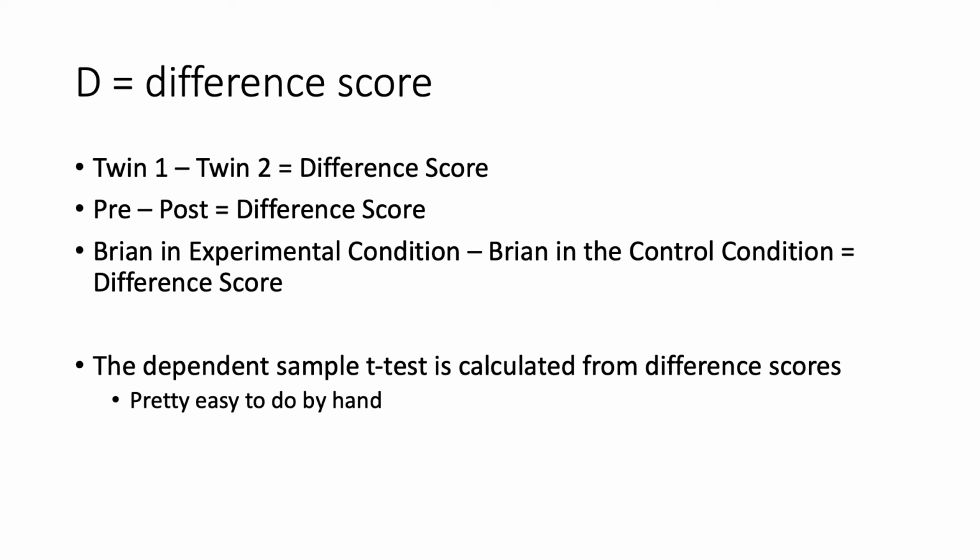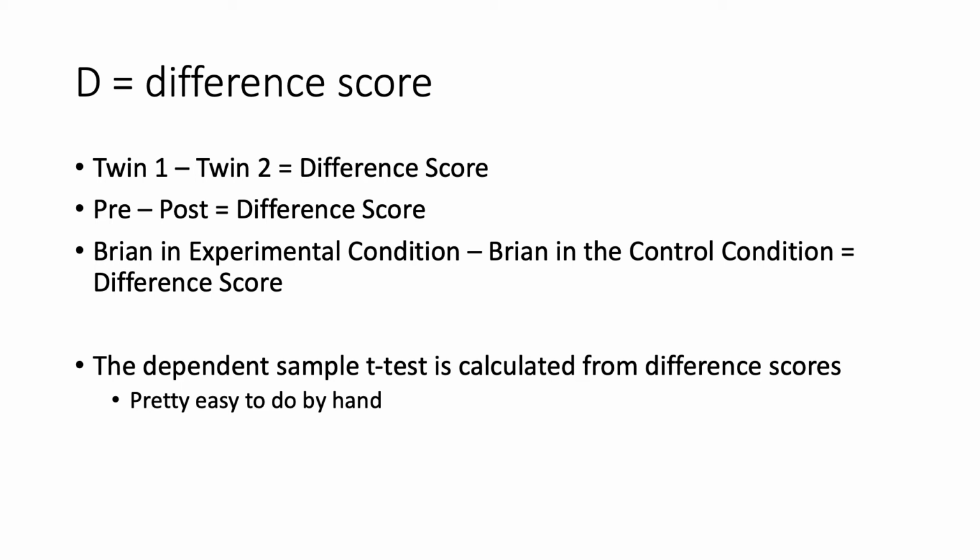First thing, though, before I show you how the calculation formula has changed for the t-distribution, you have to understand what a difference score is. D means difference score. So twin 1 minus twin 2 equals a difference score. Pre-post equals a difference score. Brian in the experimental condition minus Brian in the control condition equals a difference score. The dependent samples t-test is calculated from difference scores, which makes it pretty easy to do this t-test by hand.